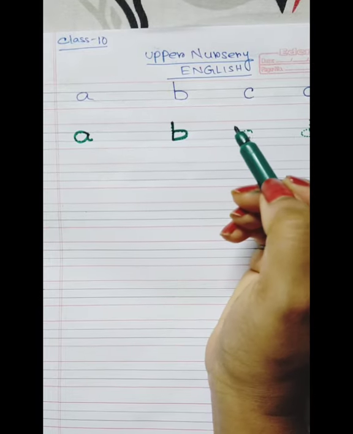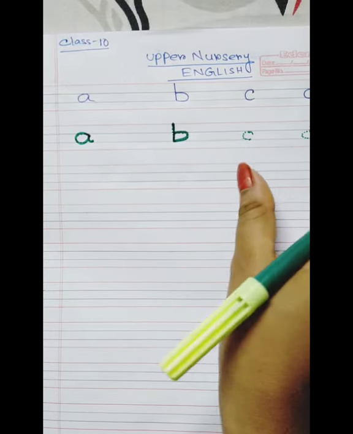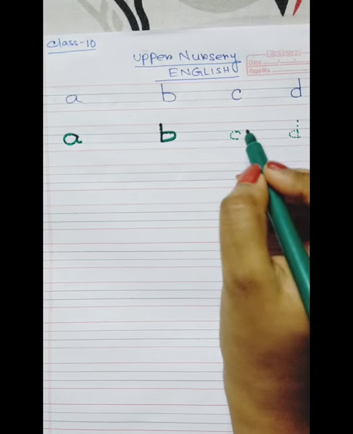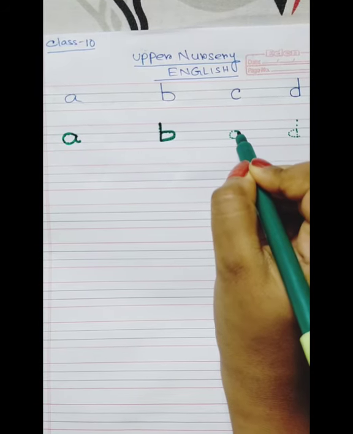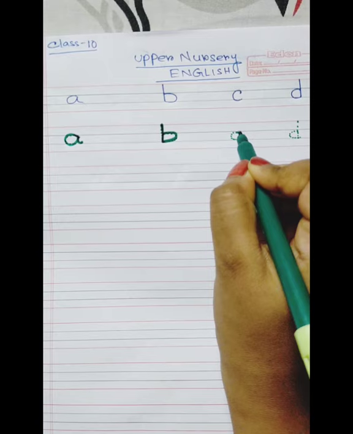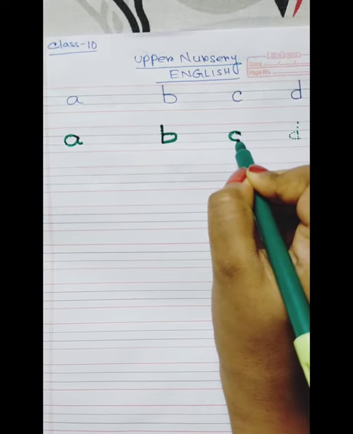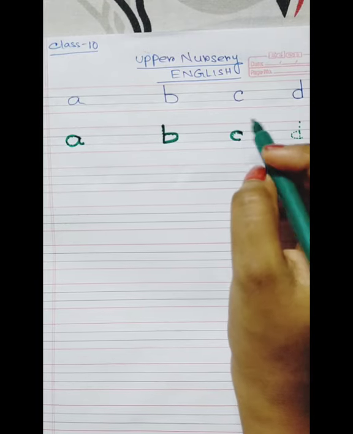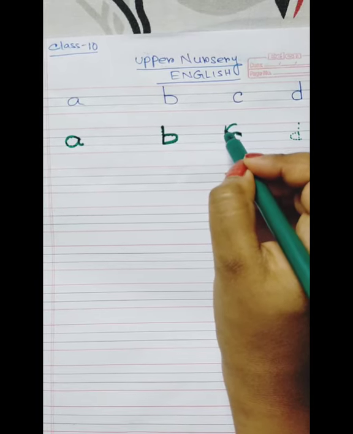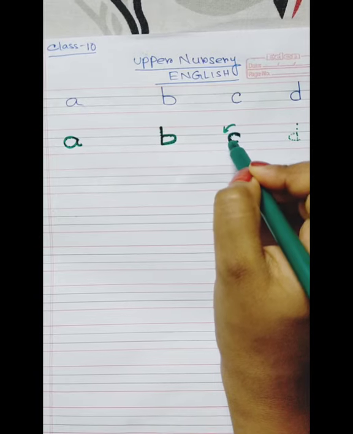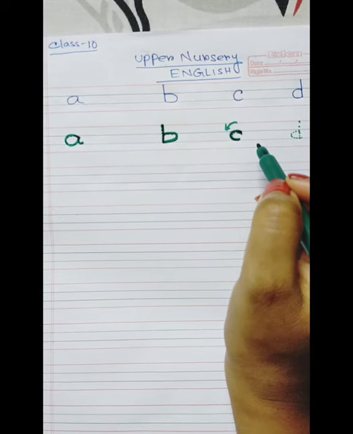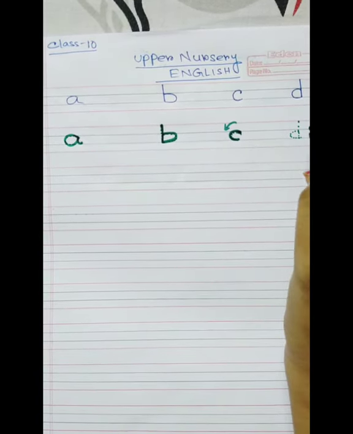See. Now comes C. This is C. How will I write C? It is totally a curve. From up, in an anti-clockwise way. It should be in an anti-clockwise way. Understood? This is C. Now comes D.